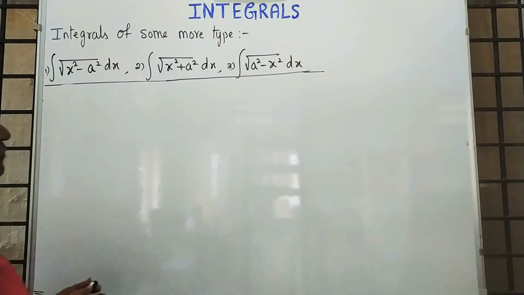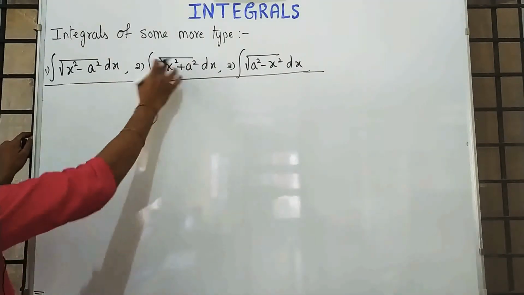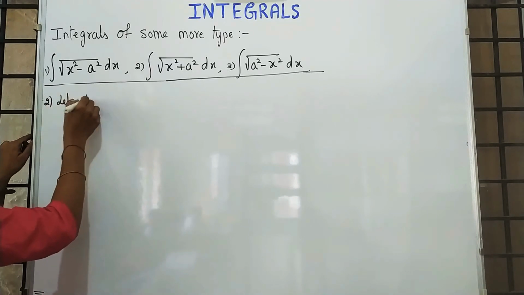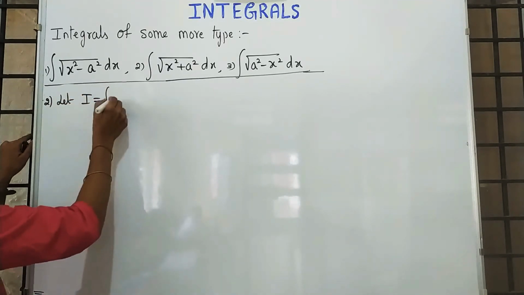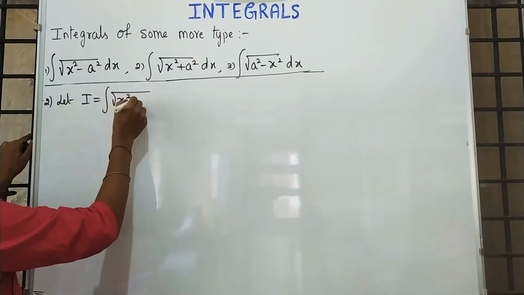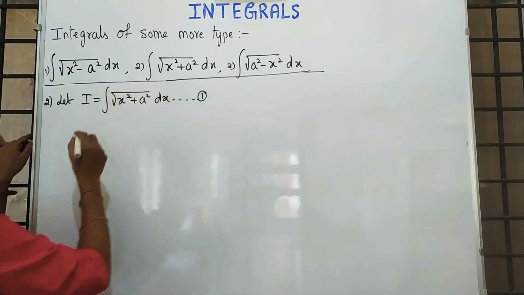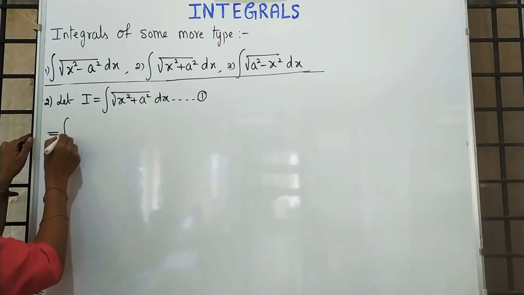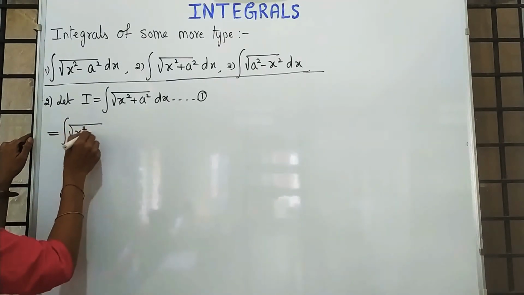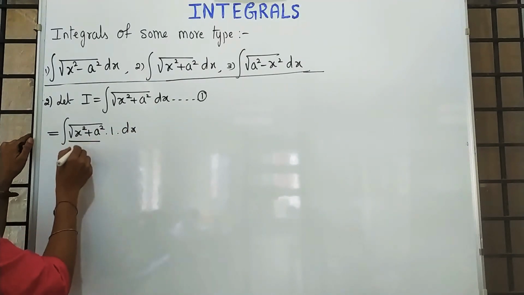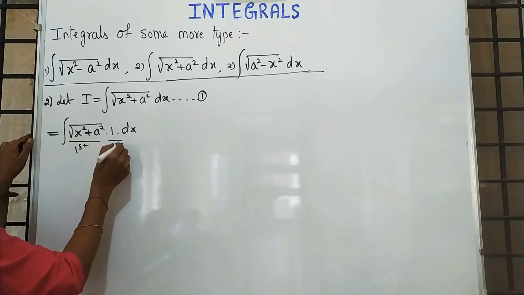Moving to the second formula derivation, that is root of x square plus a square. So here also let us start with I. I is equal to integration of root of x square plus a square into dx. Let us call this equation 1. And here also we don't know the integration of this term. That's why we are writing this as 1 into dx. This is the first function and this is the second function.